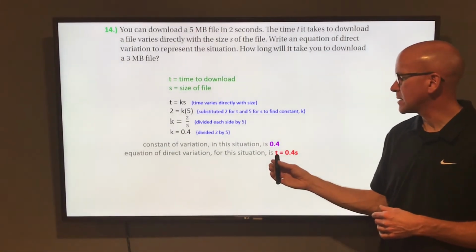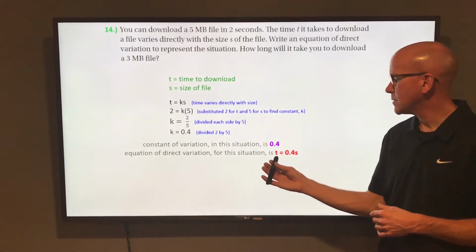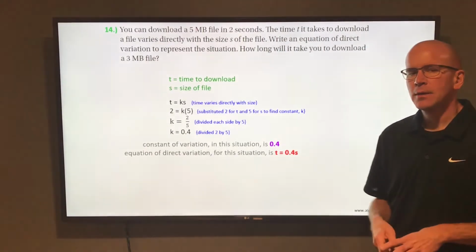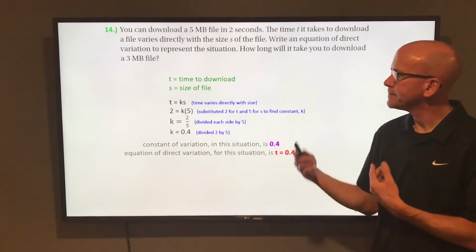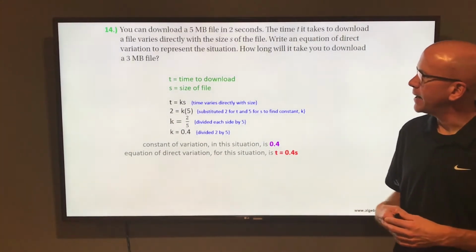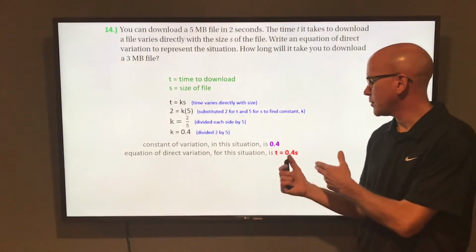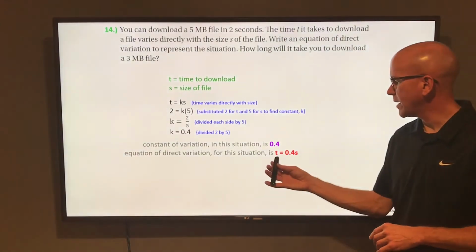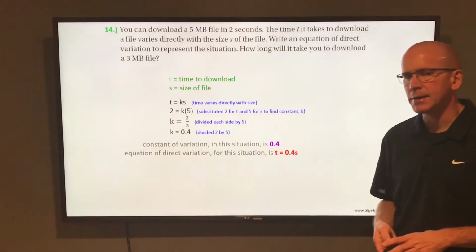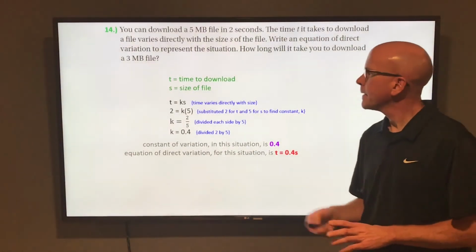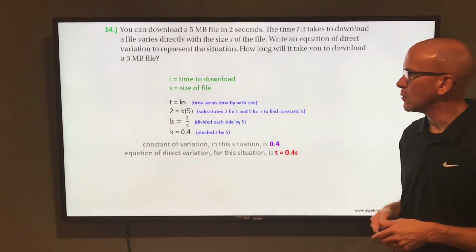The time it takes varies directly with the size. In this case, t equals 0.4s, where 0.4 is that constant of variation. Or if you divide the time by the size, it's going to be equal to that 0.4. So if you divide both sides by s here, t over s, the time divided by s, is equal to 0.4. Last thing here, how long will it take you to download a 3 megabyte file?